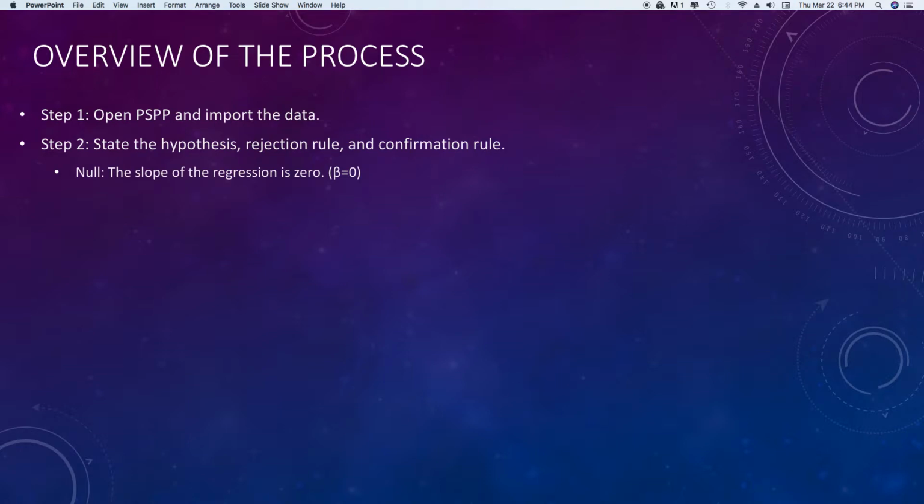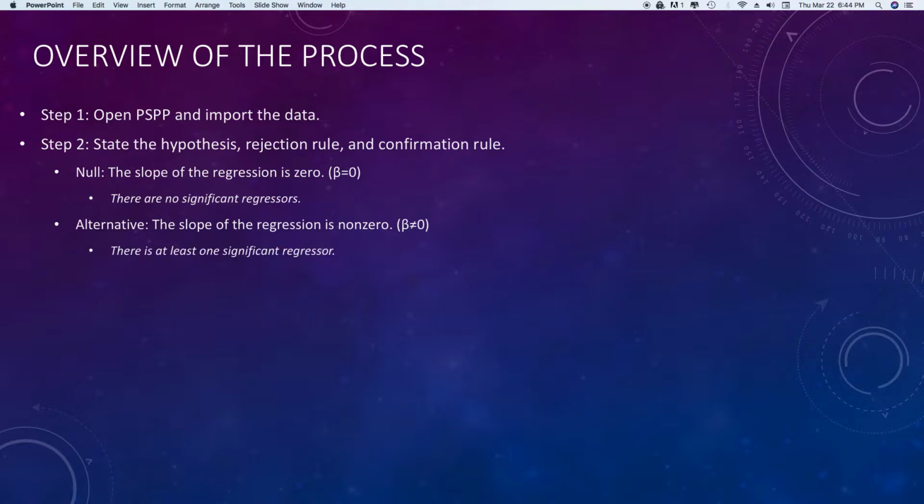Our null for each of these tests is that the slope of the regression is 0, or beta equals 0, which would indicate that there are no significant regressors. Our alternative, the slope of the regression is non-zero, or beta is not equal to 0, which would indicate that there is at least one significant regressor.